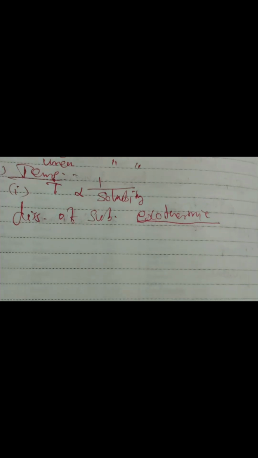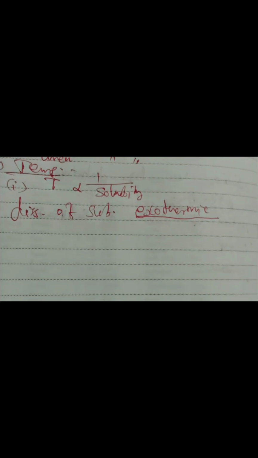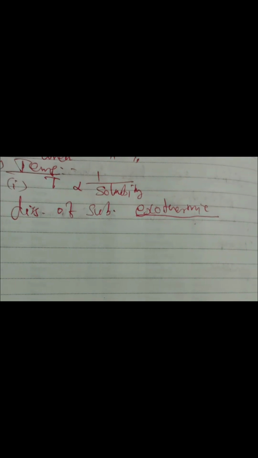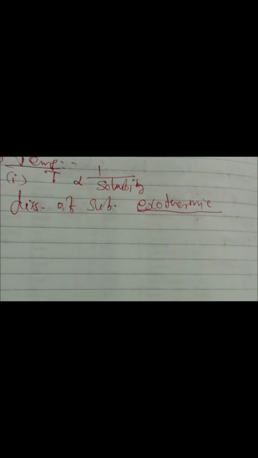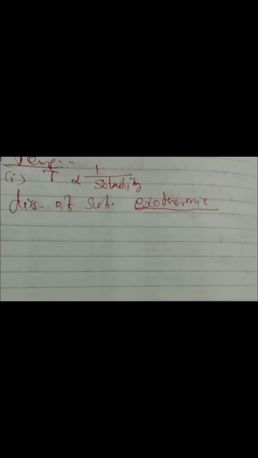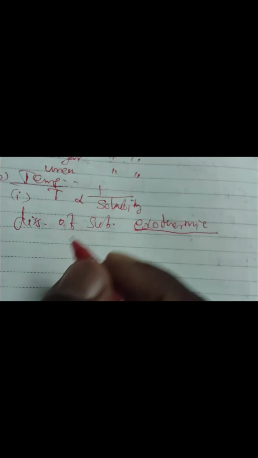One thing you understood: exothermic means the system has removed energy, so the energy of the system is reduced. So when the temperature decreases, the solubility increases, because temperature is inversely proportional to the solubility. In general, the dissolution of the solute is exothermic, so temperature is inversely related to the solubility.